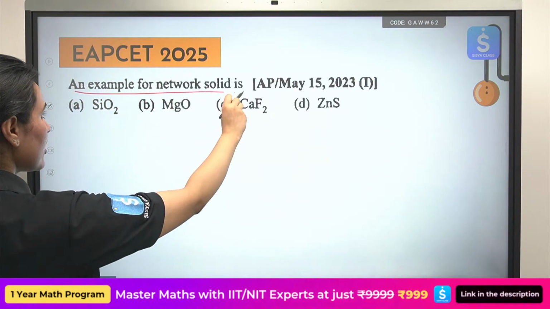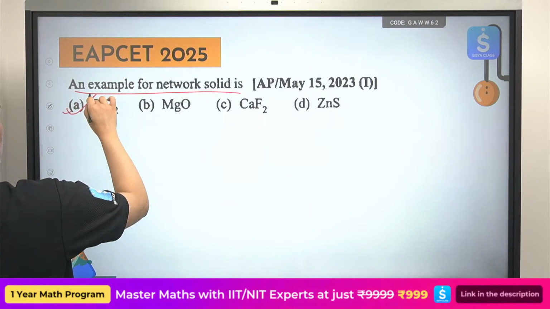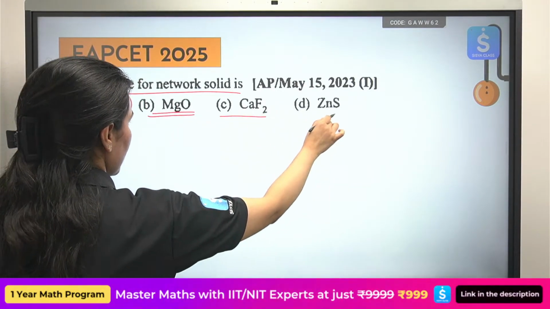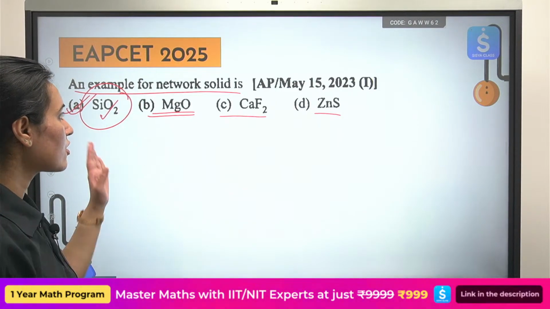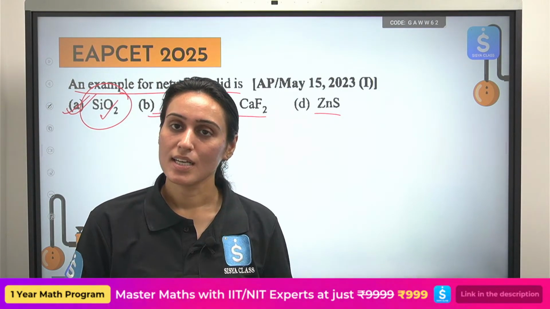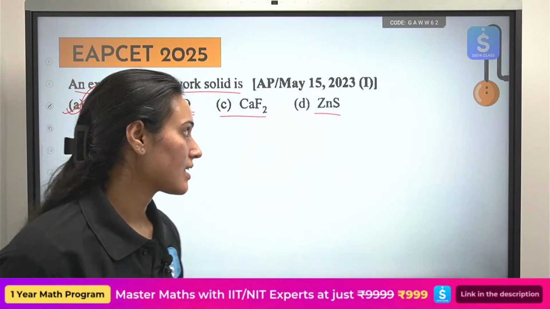An example for network solid or covalent solid is... This is ionic, ionic, ionic. This is your covalent or network solid. Done. That was the entire question. Just identify the type of solid. You will get free marks. Okay. See the next question.